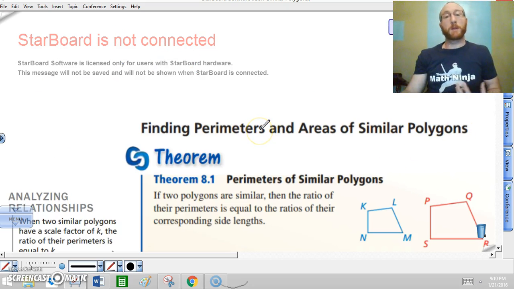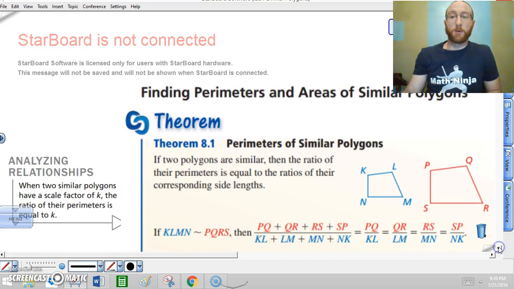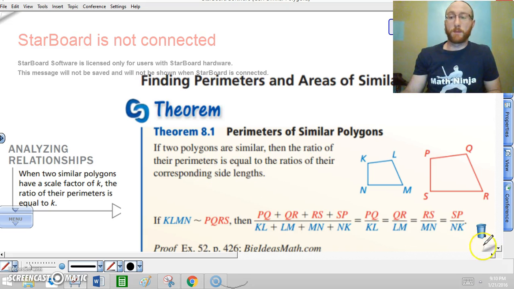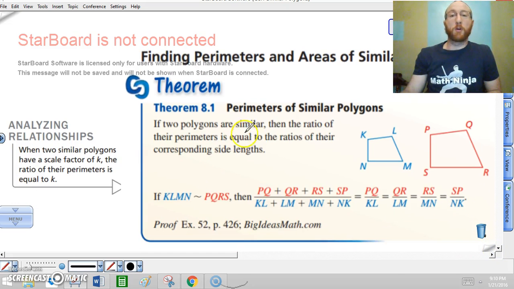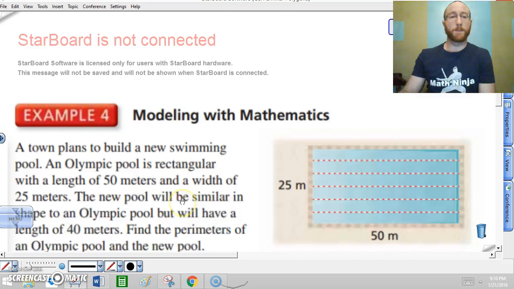Now there are some cool properties about the perimeters and the areas of similar polygons as well. Now the ratio of the perimeters of similar polygons is going to be equal to the ratio of the side lengths, equal to that scale factor. So this is a really great shortcut we're going to be able to use. This is saying add up all the sides, add up all the sides. That ratio is the same as any ratio between the two sides, as long as we know the polygons are similar. Let's give that a whirl.